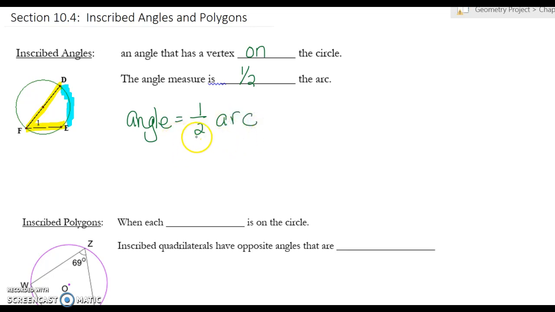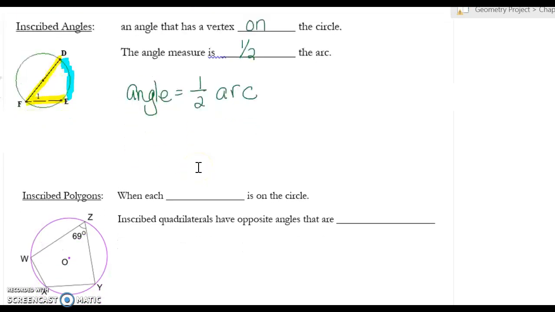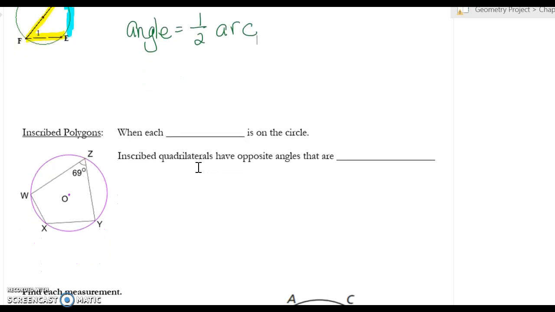Okay? So again, the angle equals half the arc. That'll help you when you have to solve problems. Just remember that process. The next thing we have is an inscribed polygon. An inscribed polygon is when each vertex is on the circle. If you have an inscribed polygon that is a quadrilateral, opposite angles are supplementary.